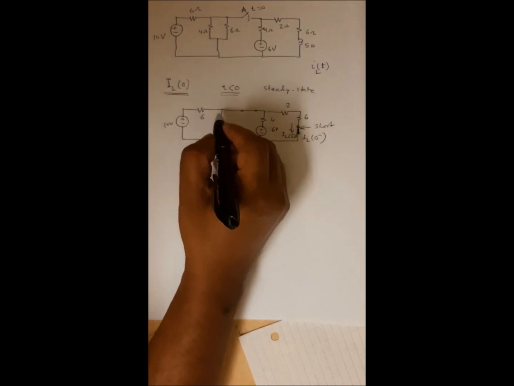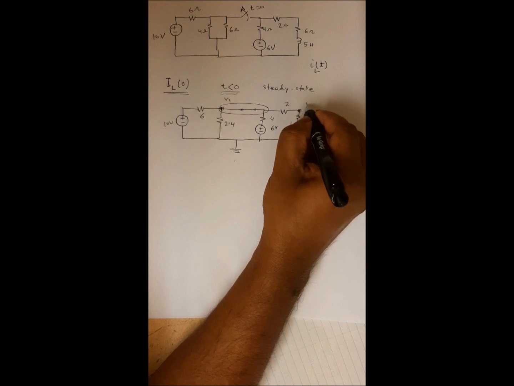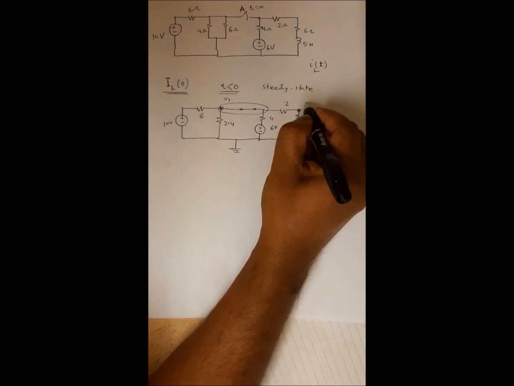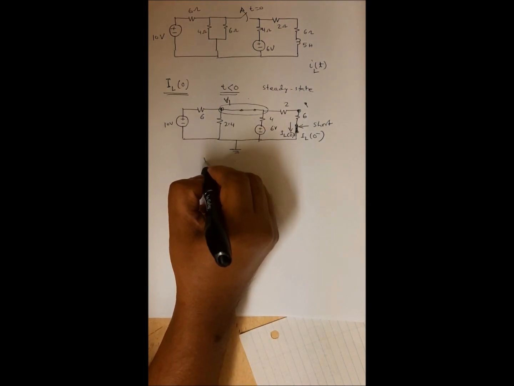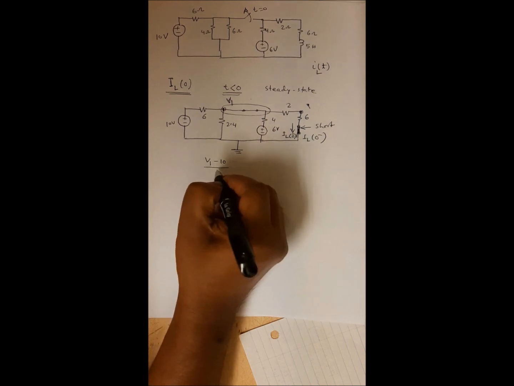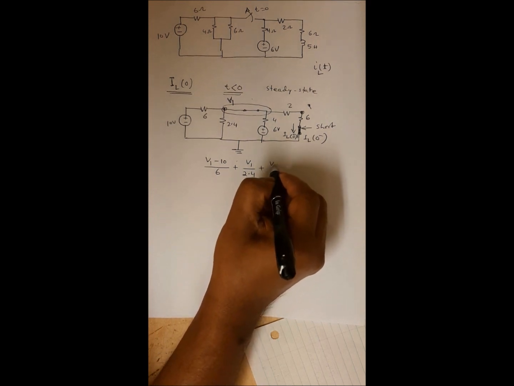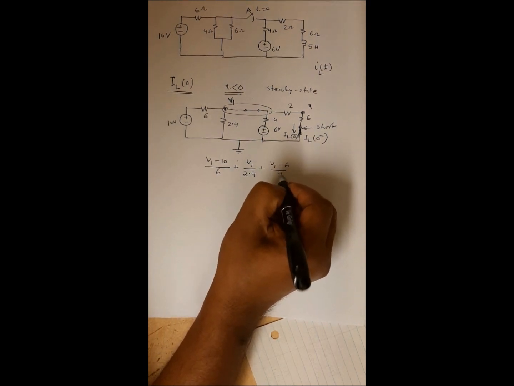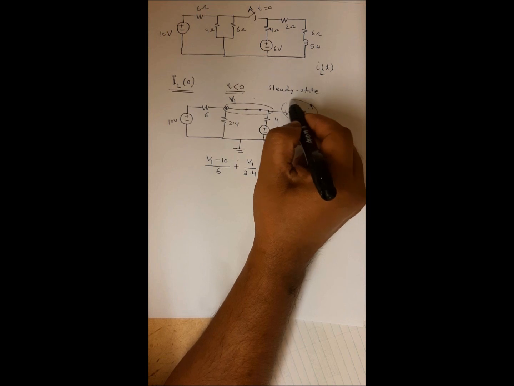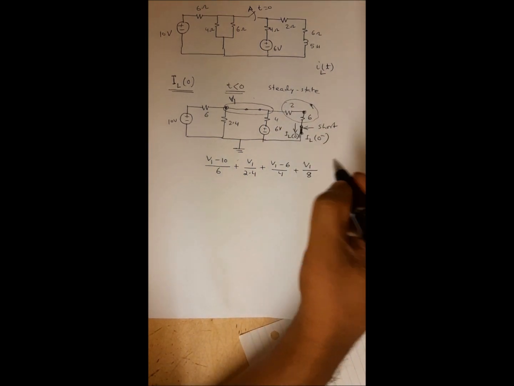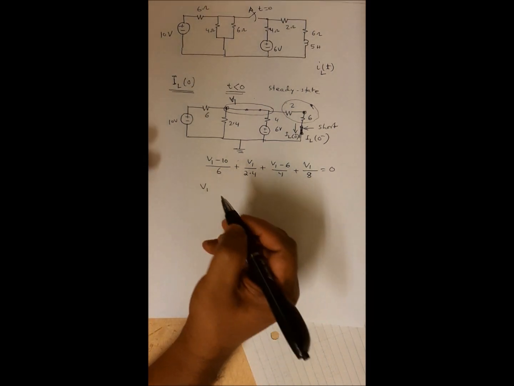If you apply the nodal analysis method, this voltage will be V1. This is a short circuit, so V1 will be fine. If you say V1, then you can write (V1 minus 10) over 6, plus V1 over 2.4, plus (V1 minus 6) over 4, plus V1 over 8, equal to 0. Then solve for V1.